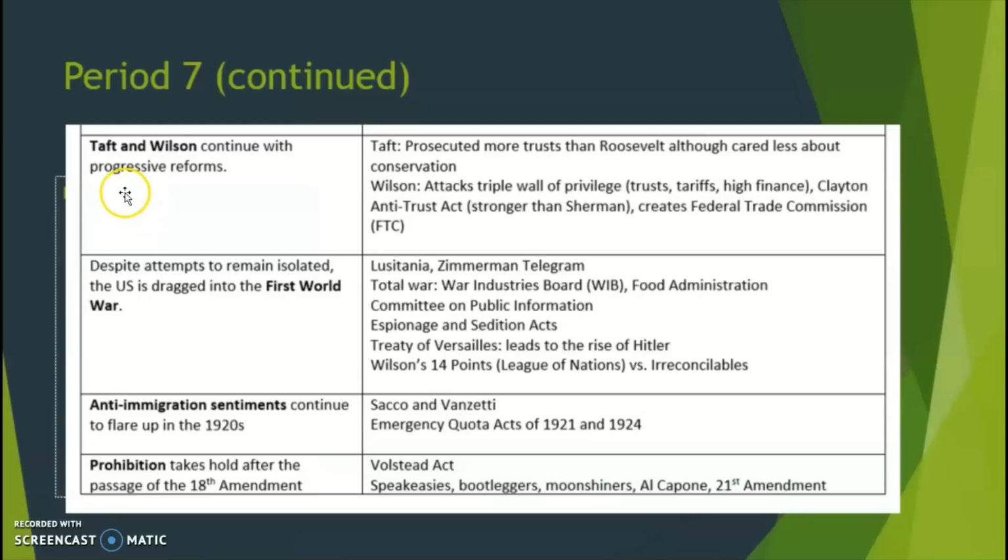Now, his successors, Taft and Wilson, are going to continue progressive reforms. Taft is going to prosecute actually more trusts than Roosevelt, but cared less about conservation. We'll see a rift come between Taft and Roosevelt. Wilson is going to attack what's called the triple wall of privilege. These are trusts, tariffs, and high finance. He's going to even pass a better Sherman Antitrust Act. This is known as the Clayton Antitrust Act, and it also creates the FTC. So we see varying levels of progressive reforms ushered in during this period.